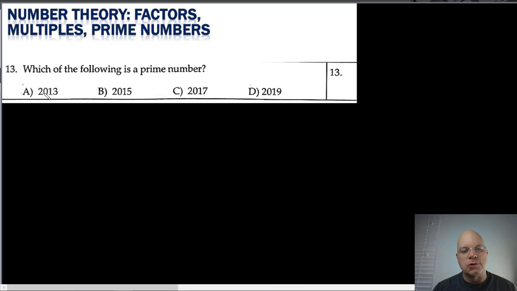3 plus 1 plus 0 plus 2 is 6. So that's divisible by 3, so it's not prime. This ends in a 5, not prime. 9 plus 1 is 10, plus 2 more is 12. That's a multiple of 3, not prime.